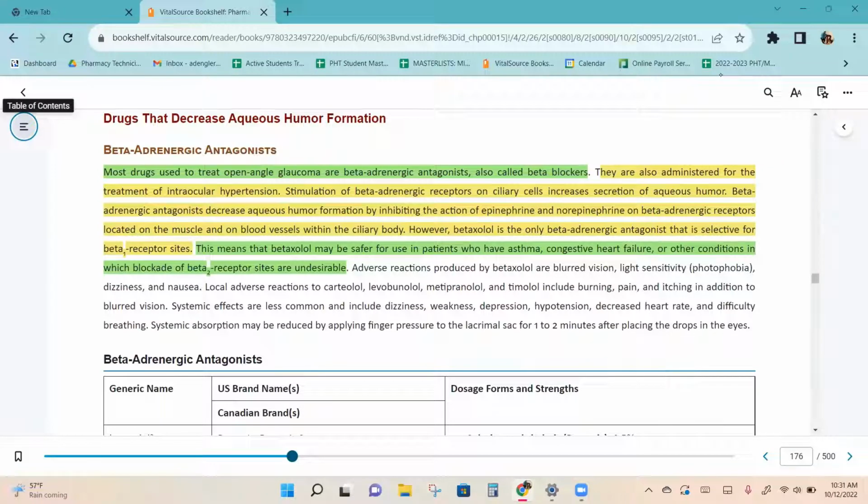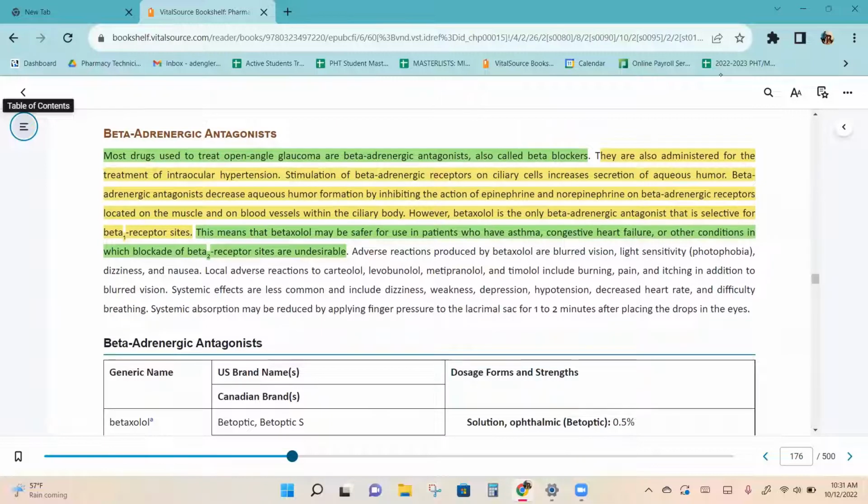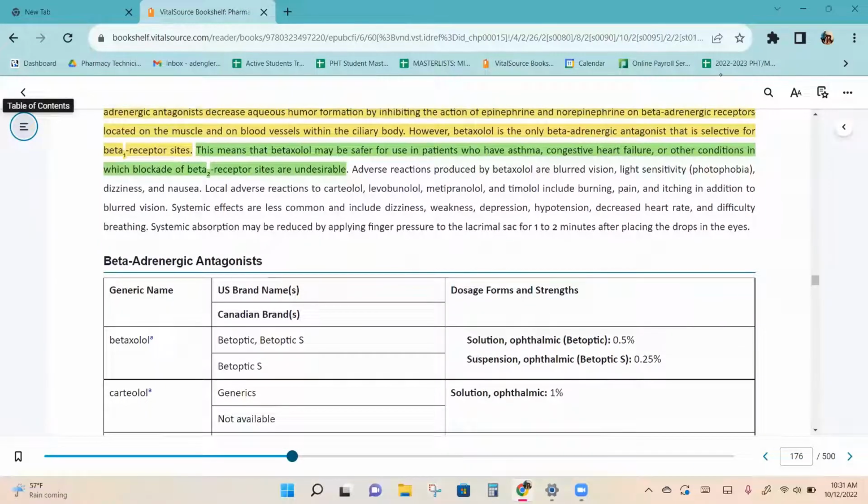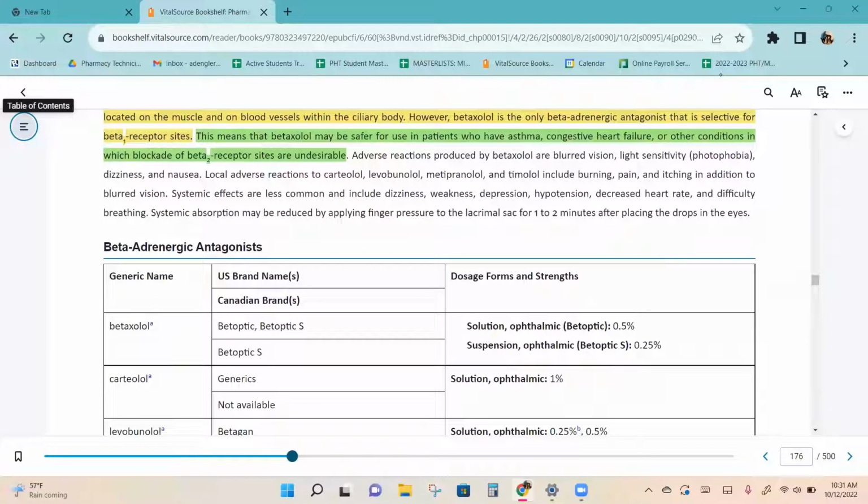Stimulation of beta adrenergic receptors on ciliary cells increases secretion of aqueous humor. Beta adrenergic antagonists decrease aqueous humor formation by inhibiting the action of epinephrine and norepinephrine on beta adrenergic receptors located on the muscle and on blood vessels within the ciliary body. However, betaxolol is the only beta adrenergic antagonist that is selective for beta 1 receptor sites. This means it's safer to use in patients who have asthma, congestive heart failure, or other conditions in which blockade of beta 2 receptor sites are undesirable.